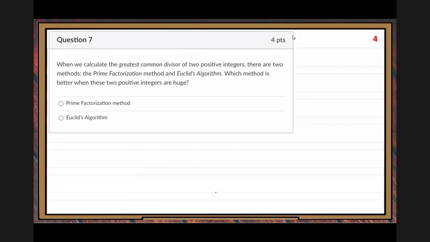Number 7. When we calculate the greatest common divisor of two positive integers, there are two methods: prime factorization, Euclid. So, Euclid. So we avoid very slow prime factorization operation. Very slow, extremely slow.